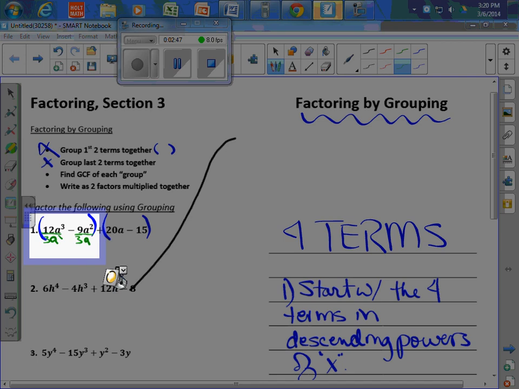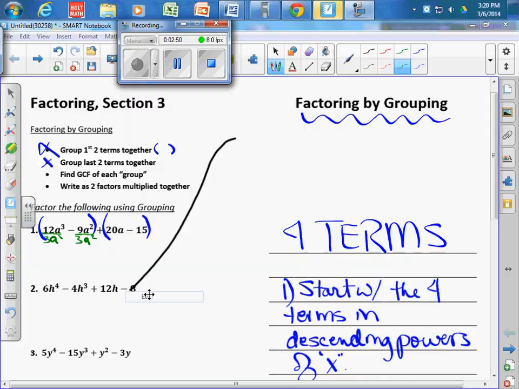Now, remember how we were factoring that out the last time? Was that we're going to have 3a squared times the quantity. Now, 12 divided by 3 is 4. A to the third over a squared is a. Bring down the minus sign. Do the same thing with the second one. 9 divided by 3 is 3, and the a squareds cancel. That's going to close.